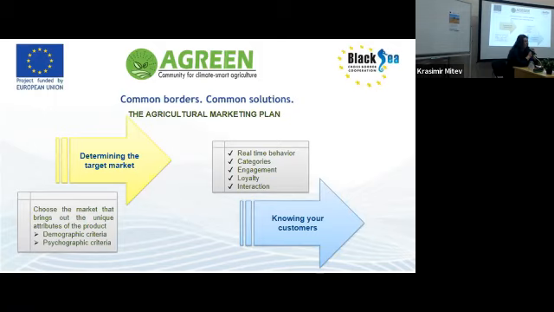Then the second step is to determine the target market. So you have to choose who your customers are going to be, who you want them to be. You should categorize the market. You should set demographic criteria and psychographic criteria. Maybe you're targeting people living in the city, or people living in the village, or people that are earning a lot of income, or middle income. I don't know. You have to decide what is your target market.